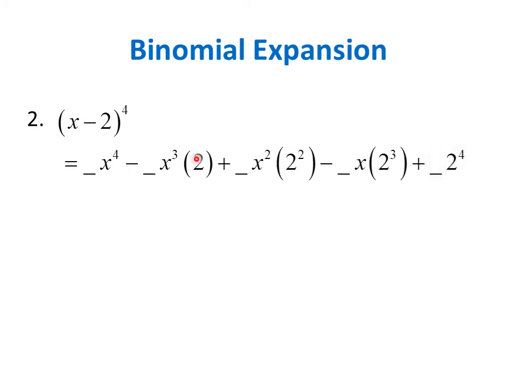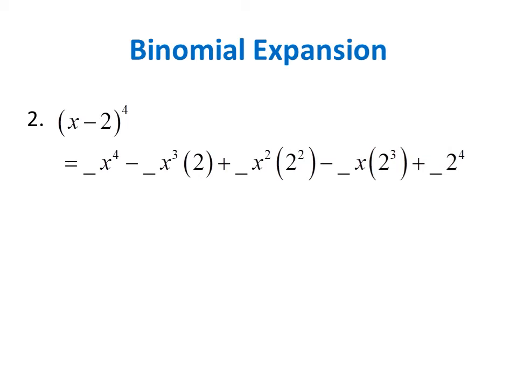Okay, how about the signs of the terms for the second step? We know, since the operation in the given binomial is subtraction, that the terms in the expansion are alternately positive and negative. We know that the first term is always positive. So the second term is minus, third term is plus, fourth term is minus, and fifth term is plus.